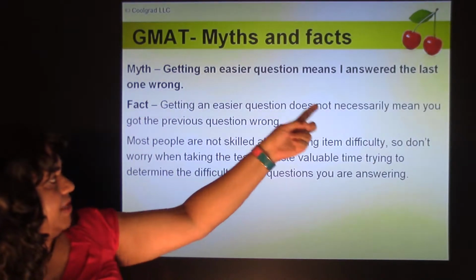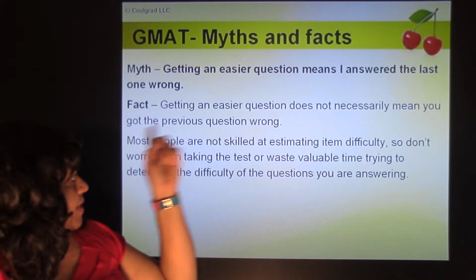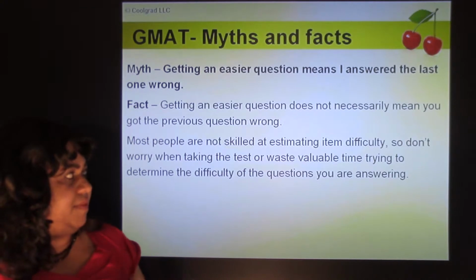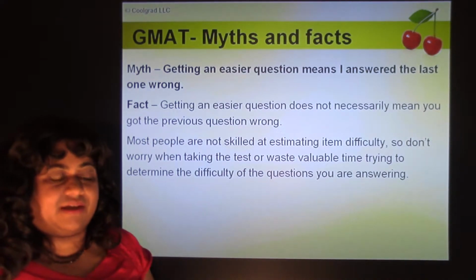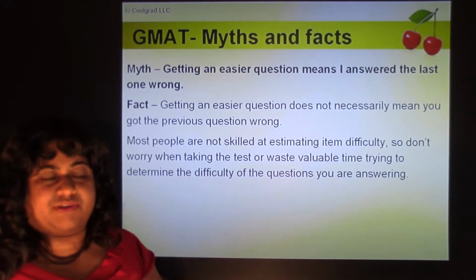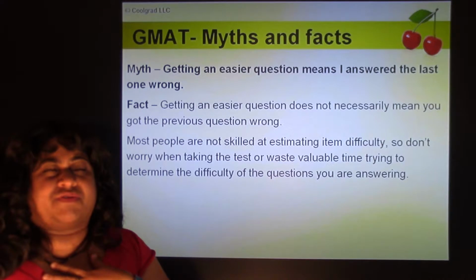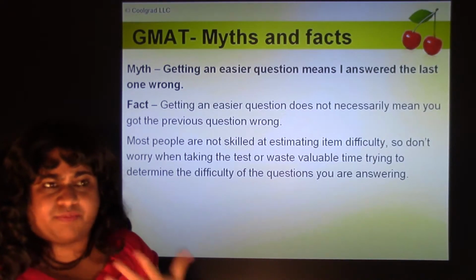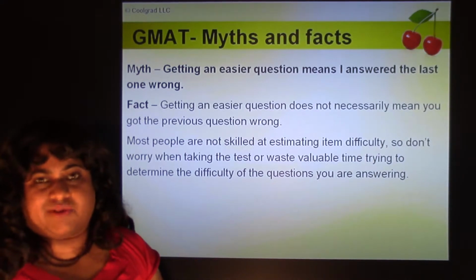Myth: getting an easier question means I answered the last one wrong. Getting an easier question does not necessarily mean you got the previous answer wrong. Many people are not skilled at estimating item difficulty. Suppose you were not sure about a question, you answered to the best of your ability, and the next one seems really easy. You think, oh my god, I got the previous one wrong. No, that's not necessarily true, because what you perceive as easy may not be easy for the person who set the questions.